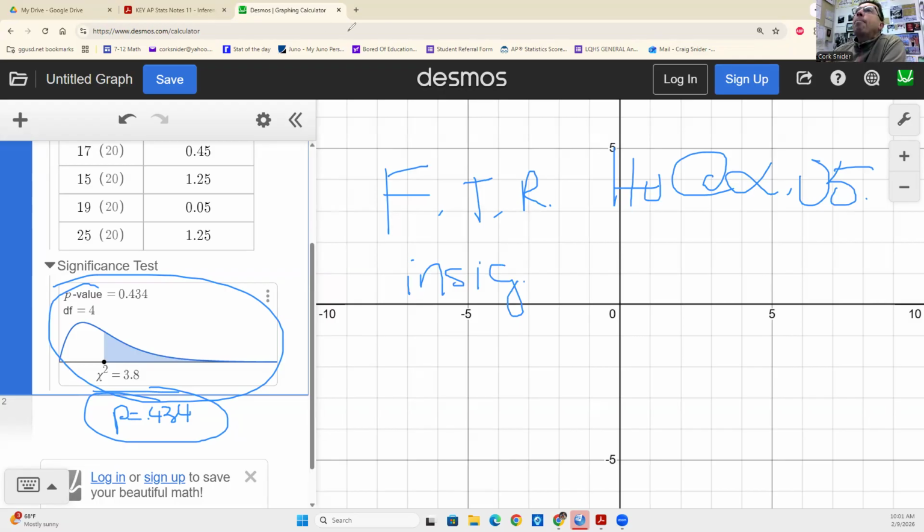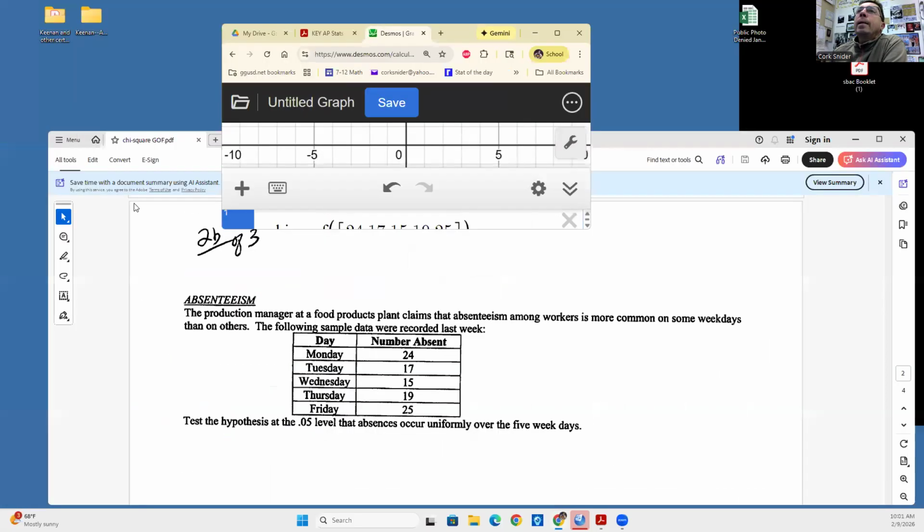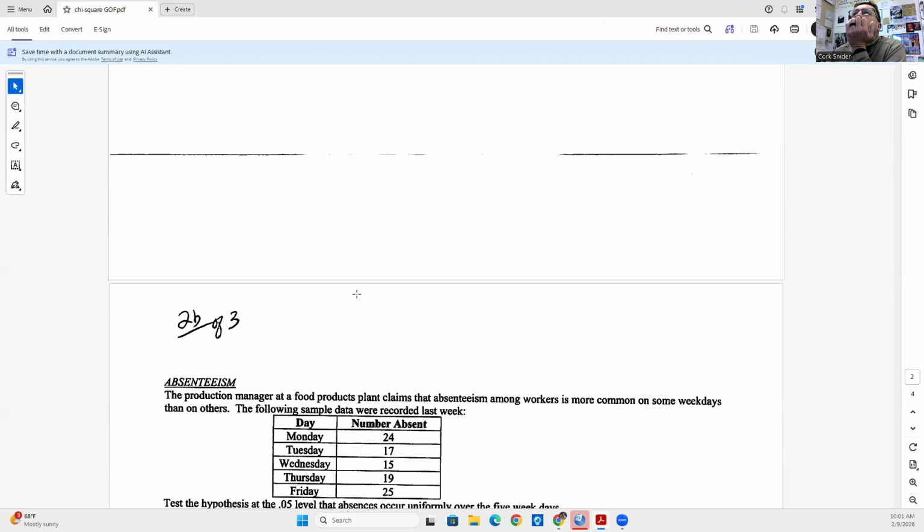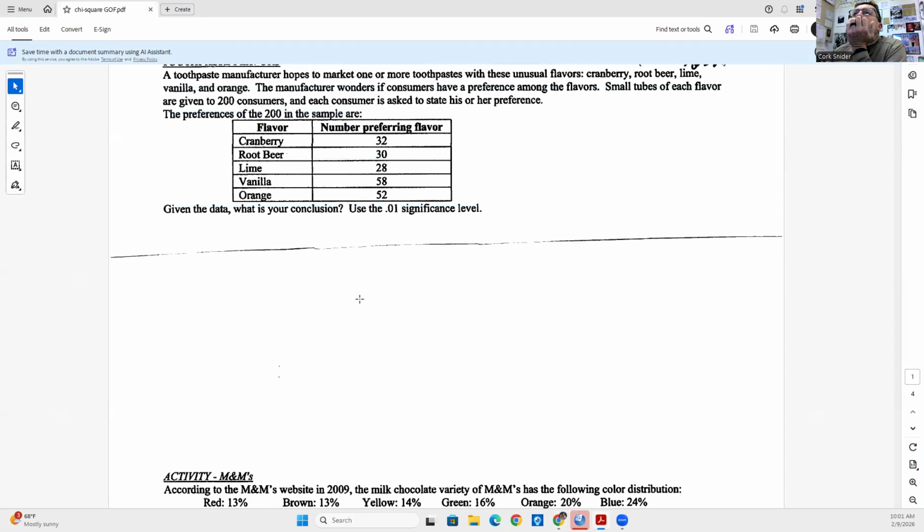So there is that prompt, okay? So let's do two more. See if you got this, okay? So let's do two more here. Okay. That's that one. Let's do these two right here.